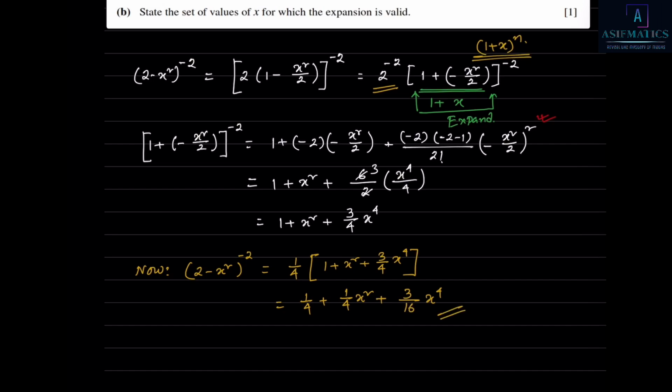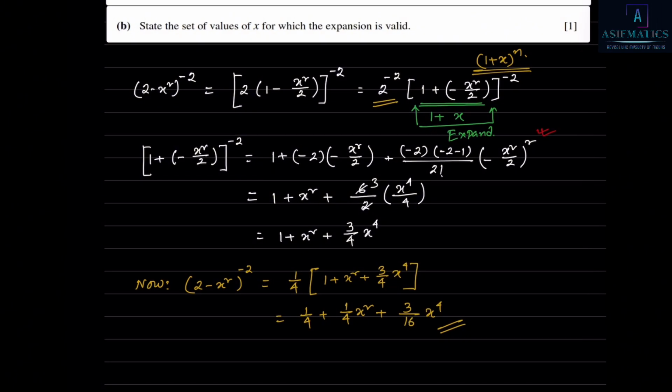Now look at part B. Part B says to state the set of values of x for which the expansion is valid. So we need to find the set of values of x for which the expansion is valid.